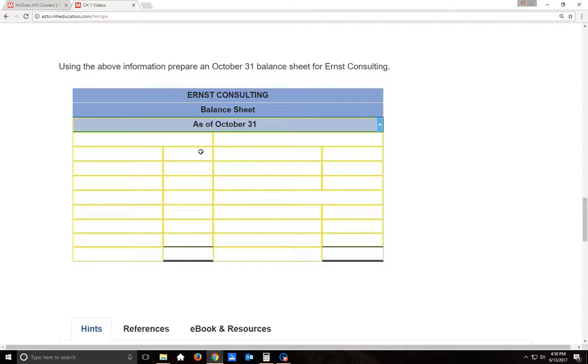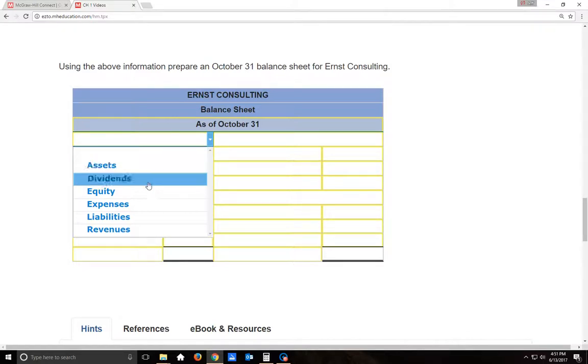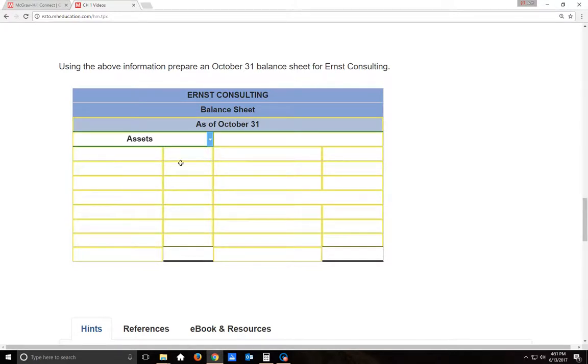Next, let's look at the major headings for the balance sheet. The balance sheet lists what items? A company's economic resources, better known as its what? Would that be assets, dividends, equity, expenses, liabilities, or revenues? Assets is how we begin the balance sheet.